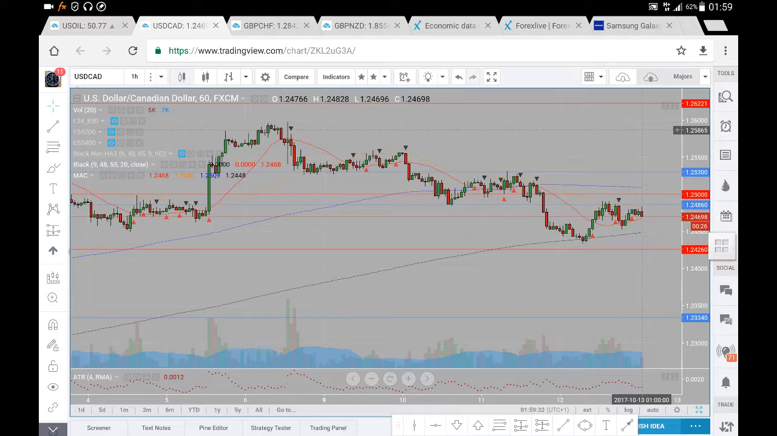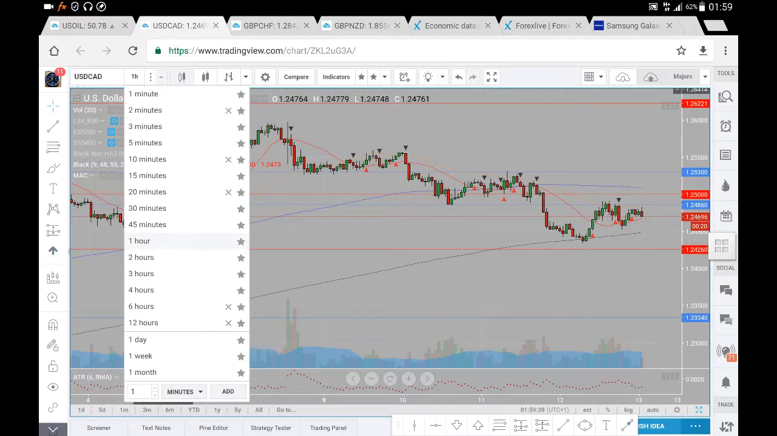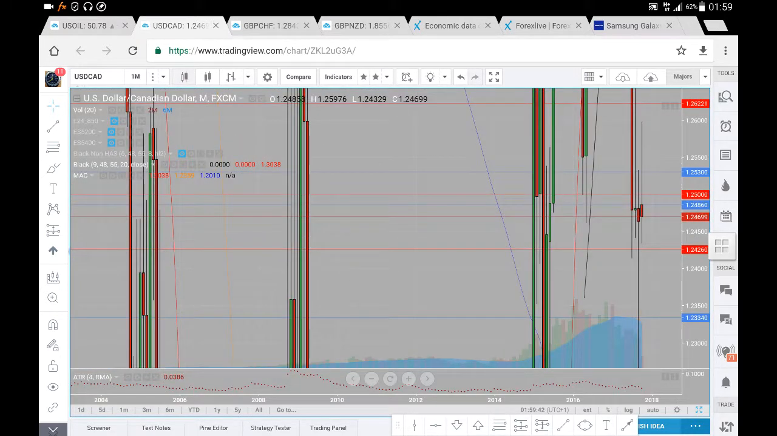That should conclude the analysis for the execution time frame. So let's have a look at the higher time frames just to see where prices are and where they're likely to end up, and let's just see if this is correct.